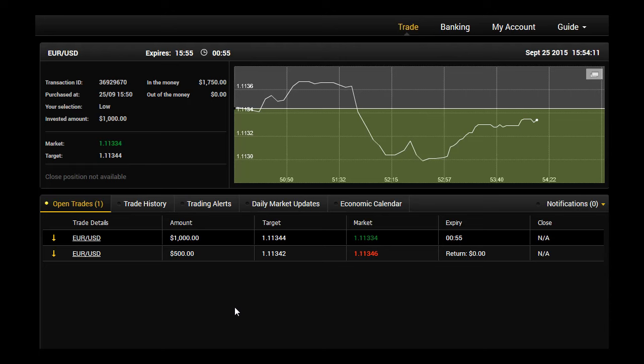The price is only 1 pip lower than where we enter. Sorry. Okay, like I say, what matters most is the final second and nothing else. Okay, so still have 30 seconds left. Okay, just focus on here.